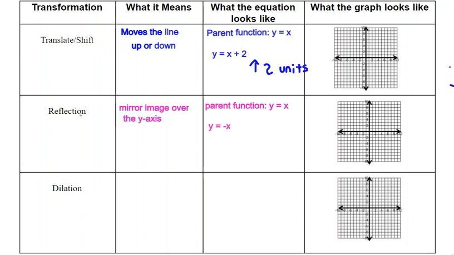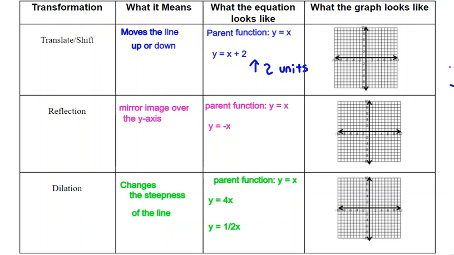All right, the next thing we did was reflection, right? So reflection is a mirror image over the y-axis, all right? That's what it means. What's the equation look like? Well, the parent function is still y equals x, and if we were going to do a reflection, we change the sign of the slope. So this is a positive 1 slope in the parent function, so a reflection of that would be negative 1x, right? So that is reflection, reflects over the y-axis.